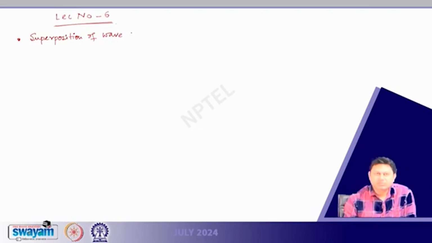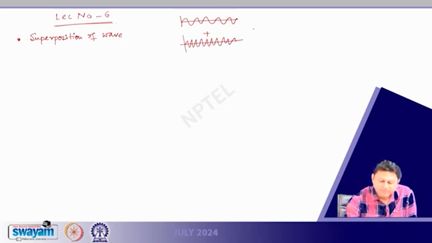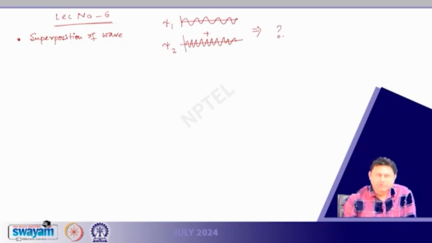As the name suggests, what I try to say is simply that if we have two waves, they can be different or the same, the frequency can be different, the amplitude can be different. If I superimpose these two waves, say psi 1 and psi 2, then what will we get here as a sum?